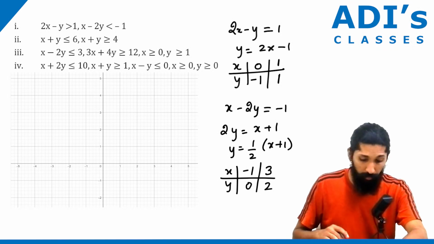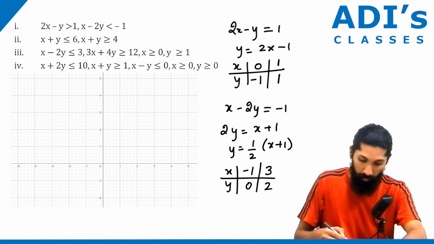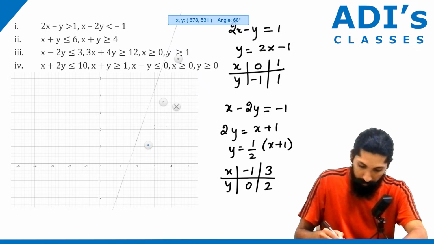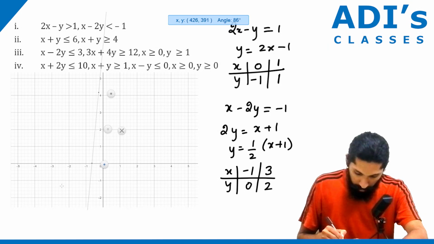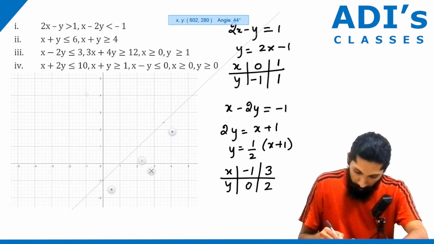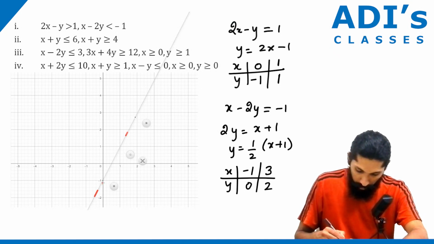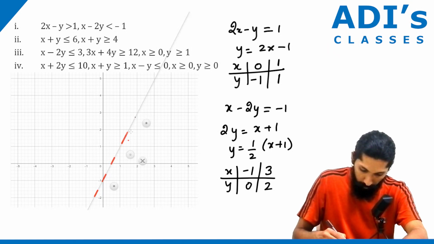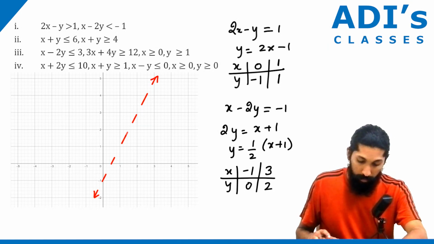Alright. So when we are plotting, remember the first one, 0, minus 1. So here, let's start. 0, minus 1 is going to be a point on the y-axis. And then 1, 1 is something like this. The line is going to go like this. So it's going to be a dotted line. This is the first one.